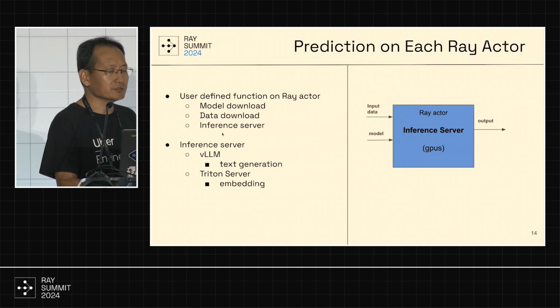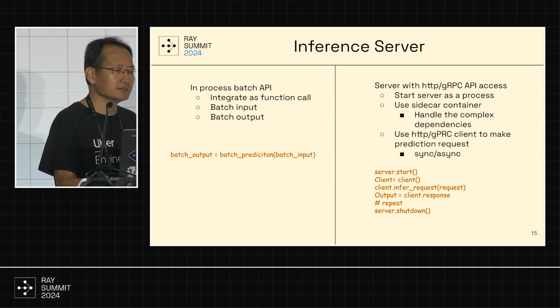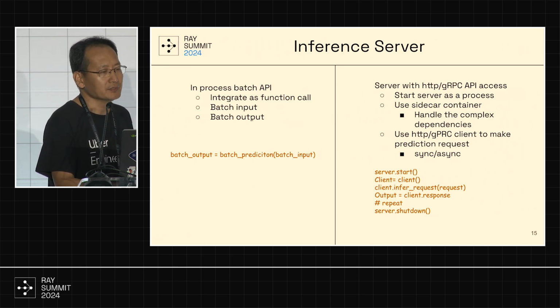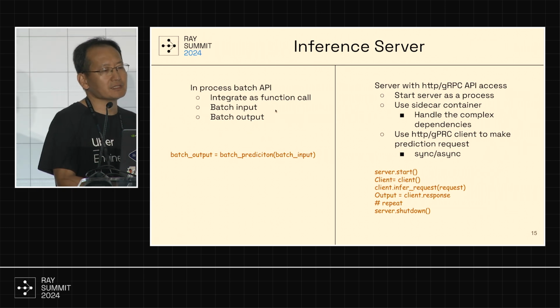You run your individual inference server, for example vLLM. We basically use it for text generation. Then we can also use a Triton server to handle statistical models, like embedding. The inference servers provide different types of APIs. For example, vLLM provides a nice in-process API for batch prediction. So you can work like a function call, batch in, batch out. You get it. It's very easy for integration.